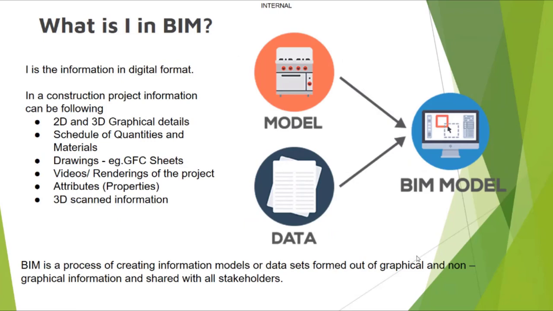Next, what is BIM? The I stands for information in digital format. In a construction project, the information can include 2D and 3D graphic details, scheduling of quantity and material, drawings like GFC sheets, video rendering of projects, attributes and 3D scanning information.